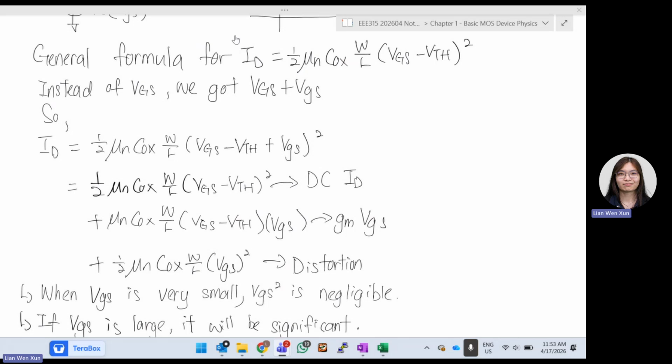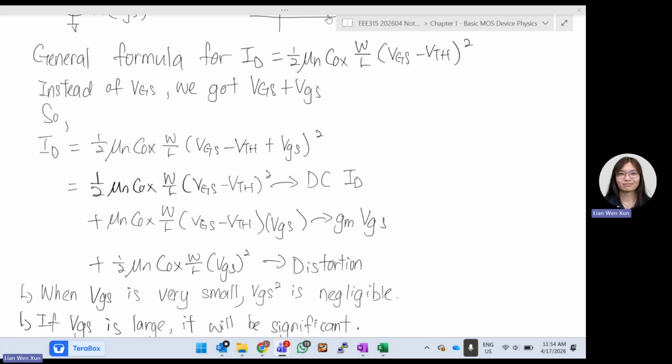If you can recall, just now when we derived, this term, mu NC ox W over L times VGS minus VTH, is your GM. This term was your GM, the first GM that we derived. So this is your GM times small VGS, GM VGS.